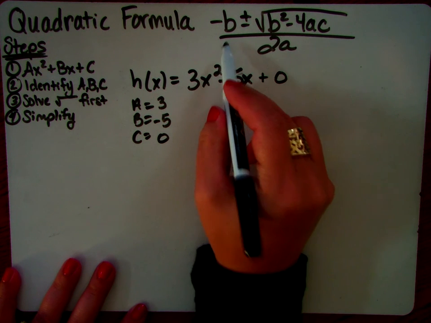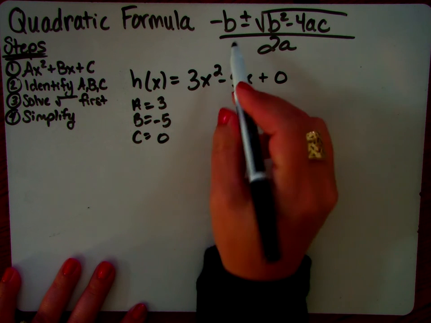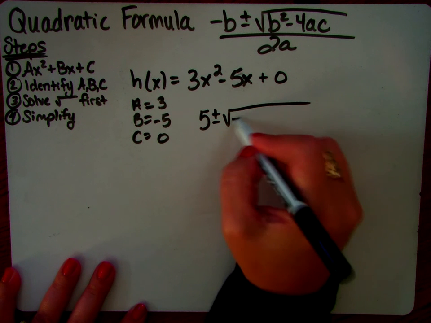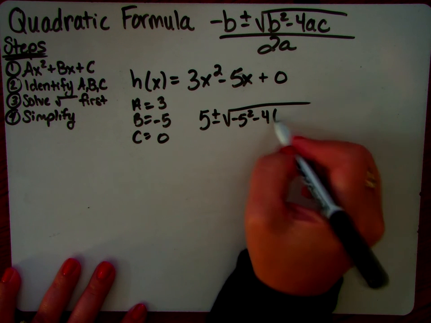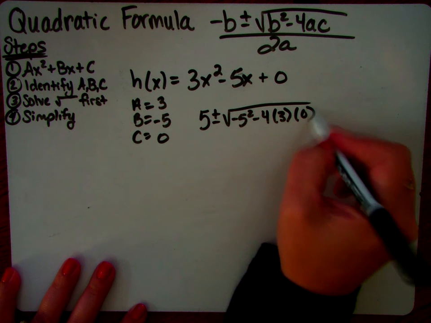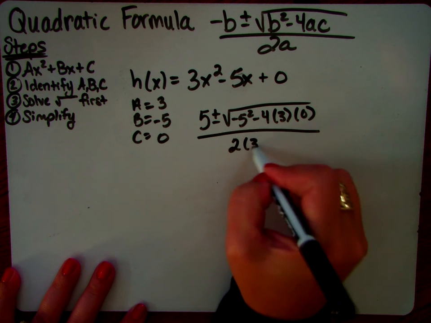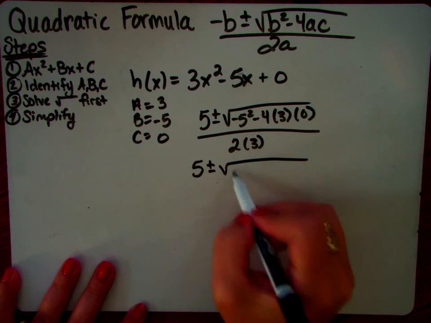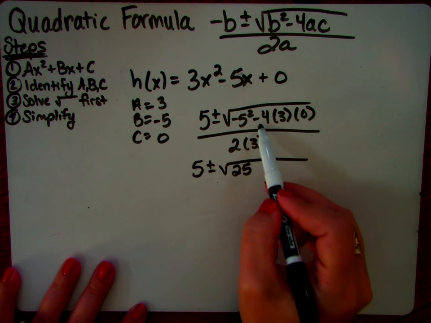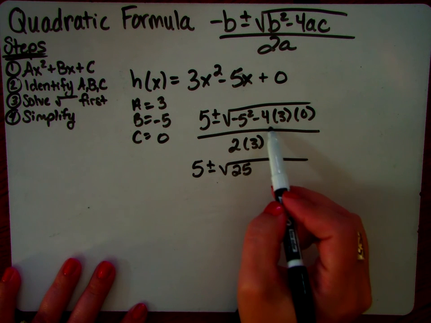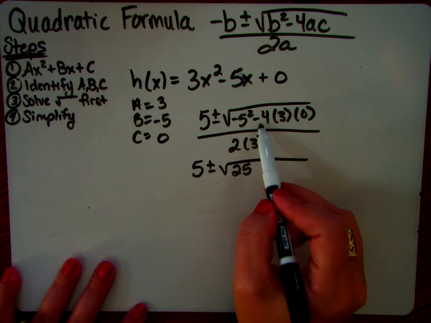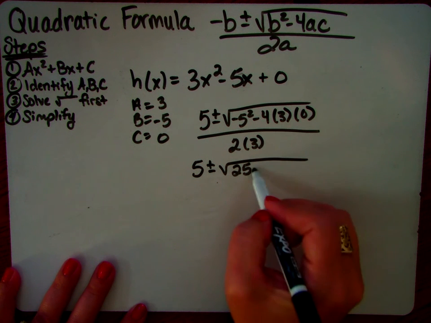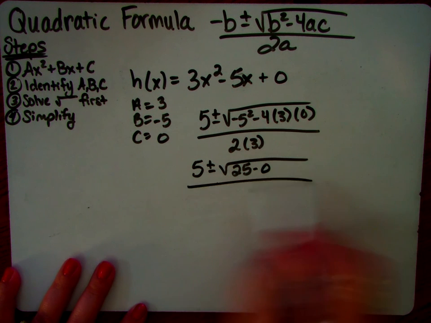So, negative b. If b is already negative, a negative b is going to be positive. Okay? B squared, so negative 5 squared, minus 4 times a, which is 3, times c, which is 0, all over 2 times a. All right? Let's just work on our square root first. This is 25. Minus, okay, you can say negative 4 times 3 is negative 12. Negative 12 times 0 is 0. So that whole thing is 0 over 6.